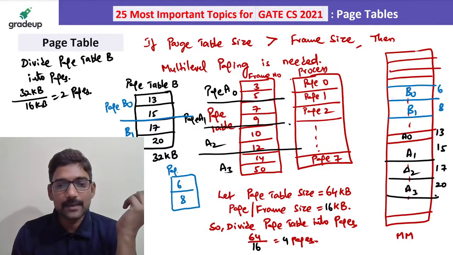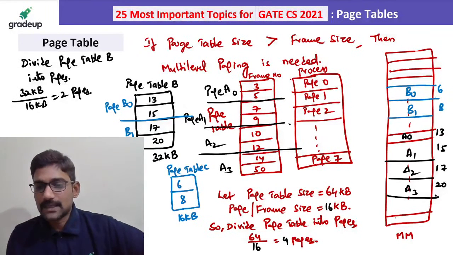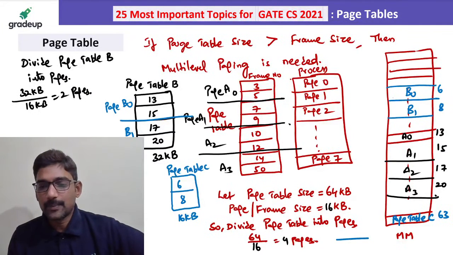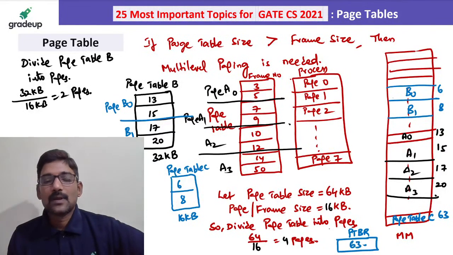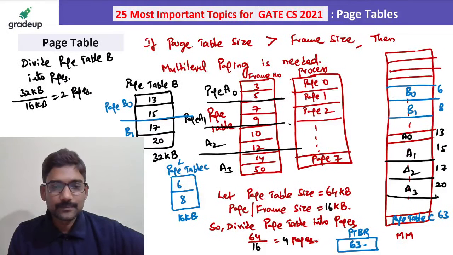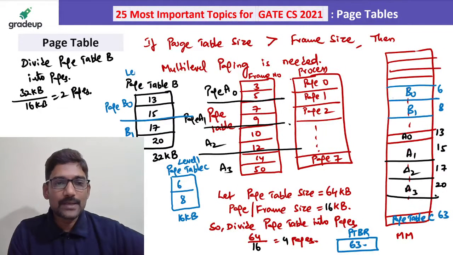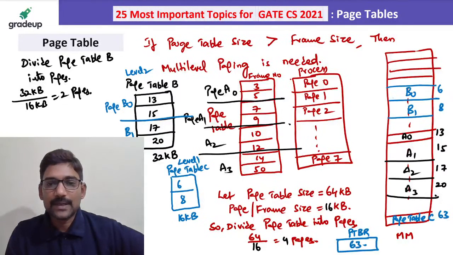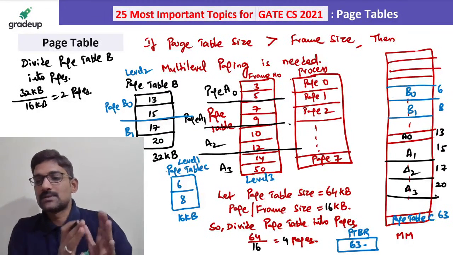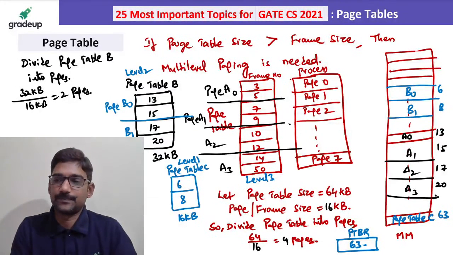This is page table C. Its size is 16 KB, so it fits. So let's say this is page table C, frame 63. So 63 is maintained in the page table base register. So this is the level 1 page table, level 2 page table, level 3 page table. This is what the multi-level paging concept is. Okay.